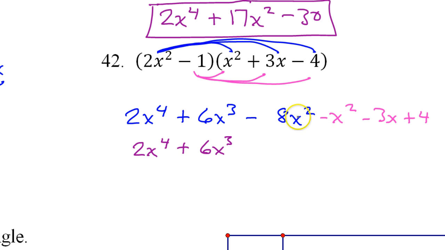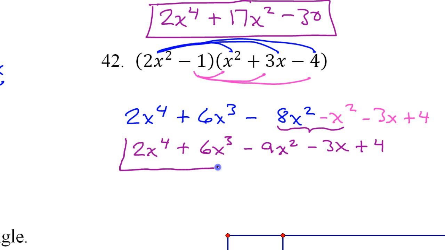But right here, these are like terms. Okay, so negative 8 and negative 1 is negative 9. Okay, negative 9x squared. I'm putting these together. And then the rest of it. So I'll have negative 3x and plus 4. So that would be the answer to number 42.